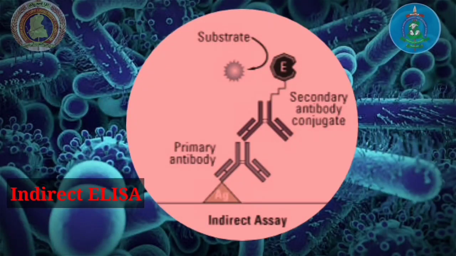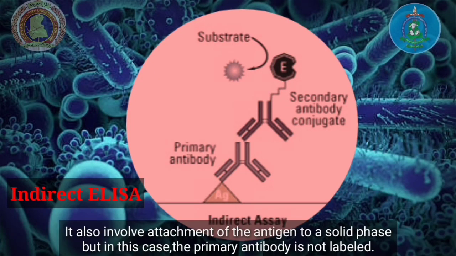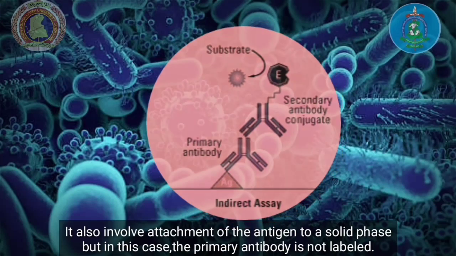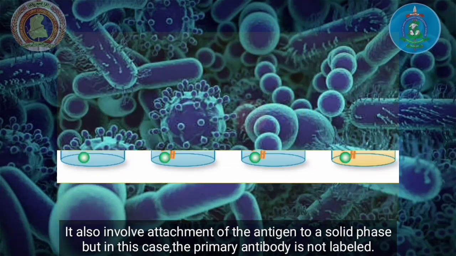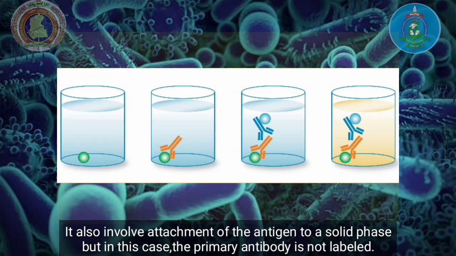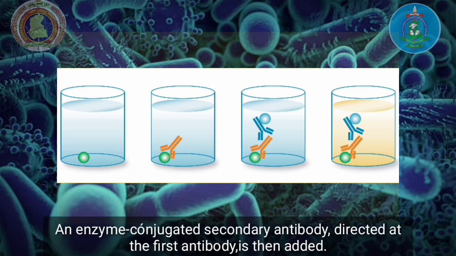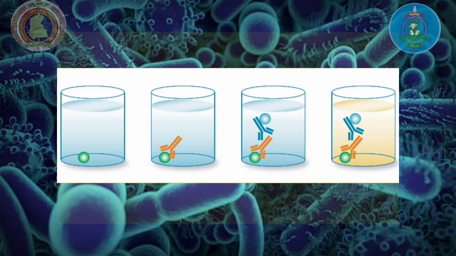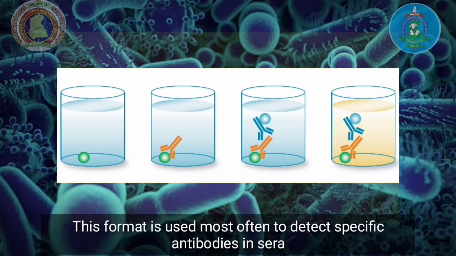Indirect ELISA. It also involves attachment of the antigen to the solid phase, but in this case, the primary antibody is not labeled. An enzyme-conjugated secondary antibody directed at the first antibody is then added. This format is used most often to detect a specific antibody in serum.